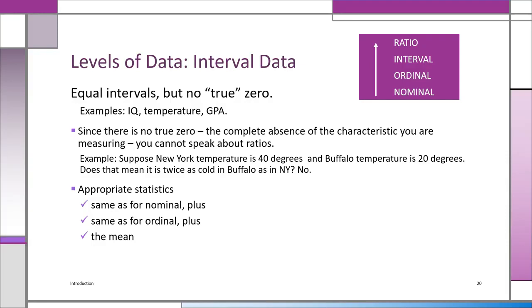Now, what are the appropriate statistics for an interval scale? Well, you can do everything you can do with a nominal and ordinal. You can do the mode, you can do the median, but now you can do the mean. That's important. That's why when something's on an interval scale, you're allowed to compute the mean.